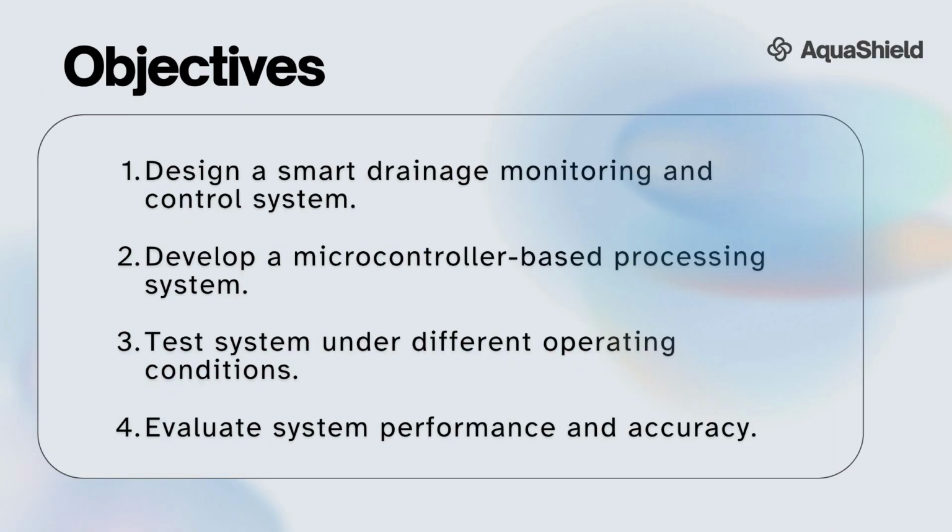To guide the development of our project, we established four main objectives. First, to design a smart drainage monitoring and control system integrated with sensors, an automated flood barrier, and a real-time IoT dashboard. Second, to develop a microcontroller-based system that can process sensor data, classify drainage conditions, and support both automatic and manual operations. Third, to test the system under different scenarios such as normal flow, warning levels, blockage situations, and danger level flooding. Finally, to evaluate the system's performance in terms of accuracy, response time, and consistency of outputs.